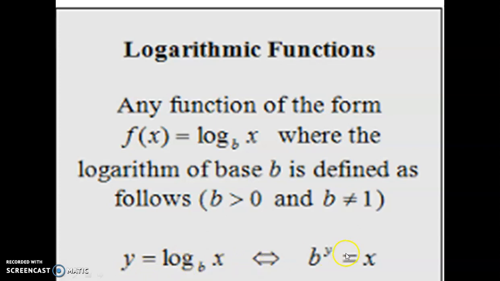We convert this log into exponential form or power function, always remembering that the base is b, so it goes to the base; the answer is y, so it goes to the index; and x is the number. I repeat again: y is equal to log x to the base b is converted into exponential form, b raised to y is equal to x. So always remember that the logarithmic function is defined by f of x equal to log x to the base b, where b is always greater than 0, a positive number, and b is not equal to 1.